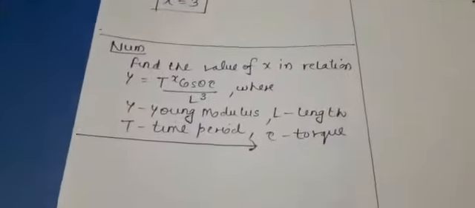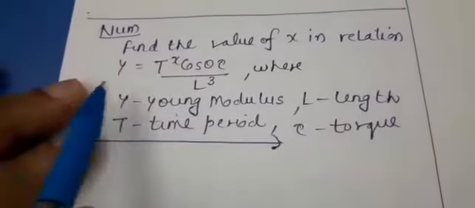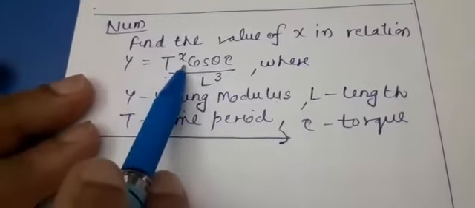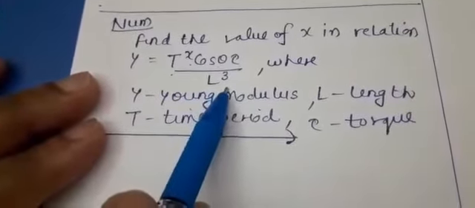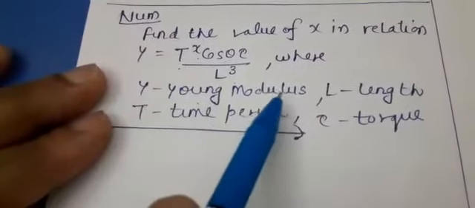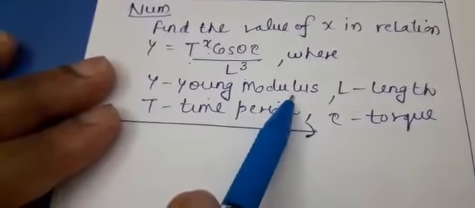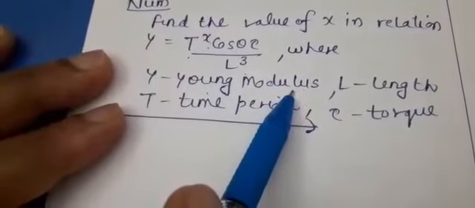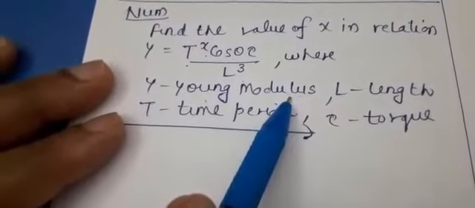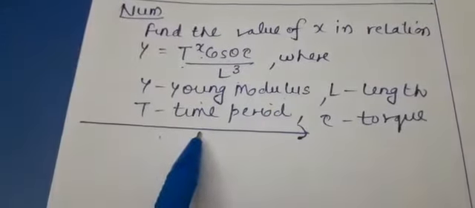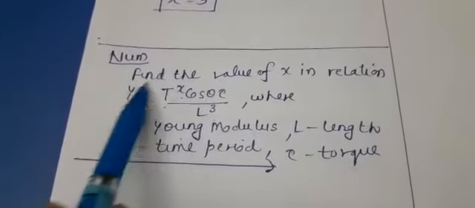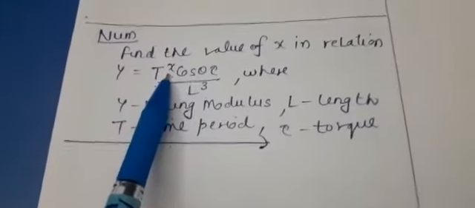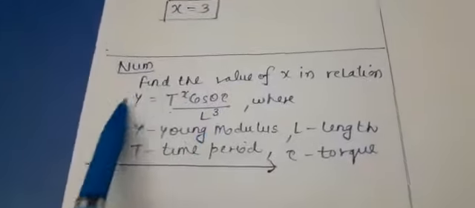Coming to next numerical. Find the value of x in the relation Y equal to T raised to the power x cos theta tau divided by L cube, where Y is Young modulus of elasticity, stress upon strain, modulus of elasticity, coefficient of elasticity you have taken, T time period, L length, and tau torque. So here what you have to do, you have to find the value of x power. Power is there. So you will rearrange the terms.